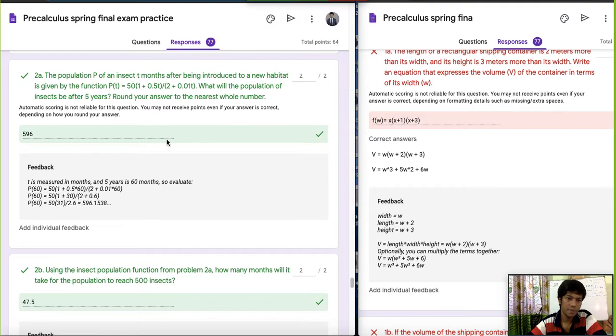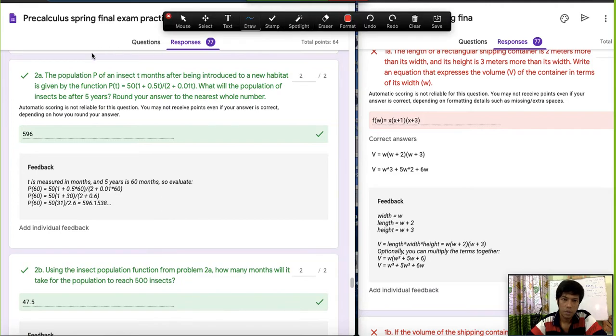Now this is a question: the population P of insects after T months. So T is what? T is months here. The first thing you should notice is that T is given in months. Then our question is, in 5 years what will be the population? That means in this question this T will be in months. But our question is, after 5 years what will happen?